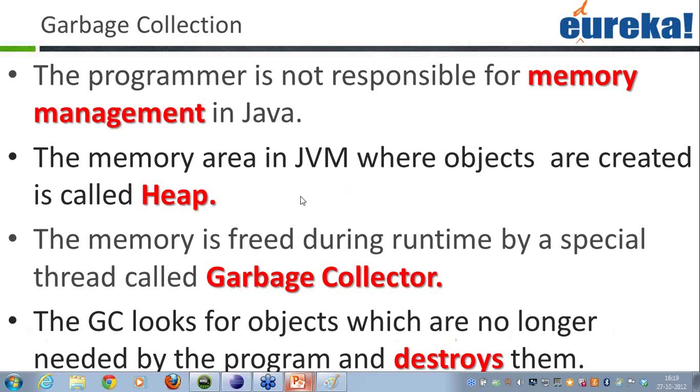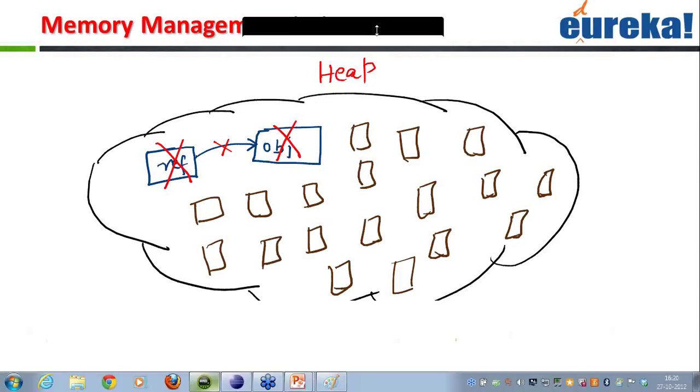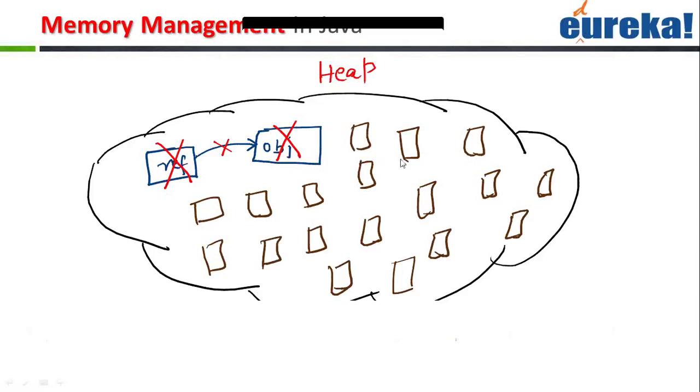So the memory area in the JVM where the objects are created is called the heap, and the memory is freed during runtime by a special thread called the GC. I've already told you about the garbage collector here. What the GC does is it looks for the objects which are no longer needed by the program, and then finally it destroys them. Right? So here we have a heap area. Suppose in the heap area I have allocated n number of objects. As soon as the GC runs, it looks for the objects that are no longer needed in the memory, and it just cleans up those objects.